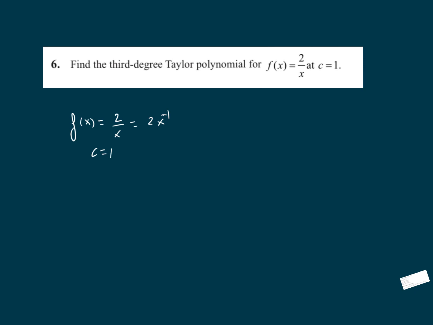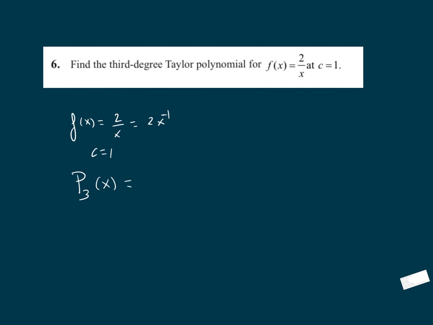The Taylor polynomial that we have to find should be at a point different than 0, so maybe c equal 1, or c equal 2, or c equal 3, whatever. So what we have to do? First of all, we have to write the Taylor polynomial that we want to find.